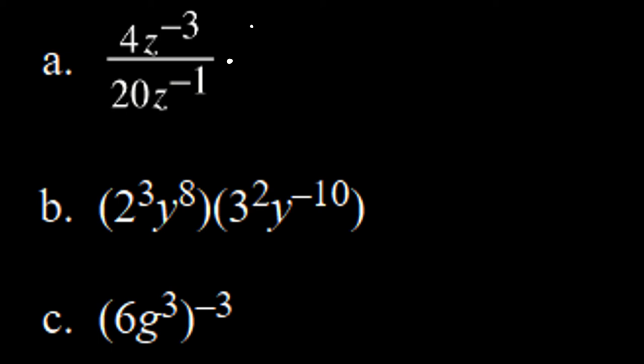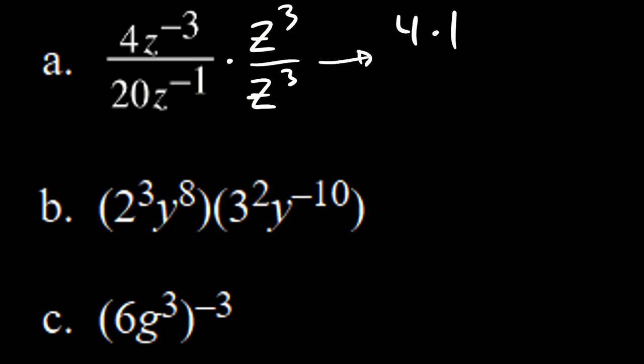I'm going to multiply this by z to the third over z to the third. That's what I'm going to do. And when I do that, in my numerator, I'm left with 4 times the number 1. And you may be saying, 1? Mr. Roberts, I don't see 1. No, it turns out if you multiply z to the negative third times z to the third, that's z to the 0 power. And anything raised to the 0 power is just 1.